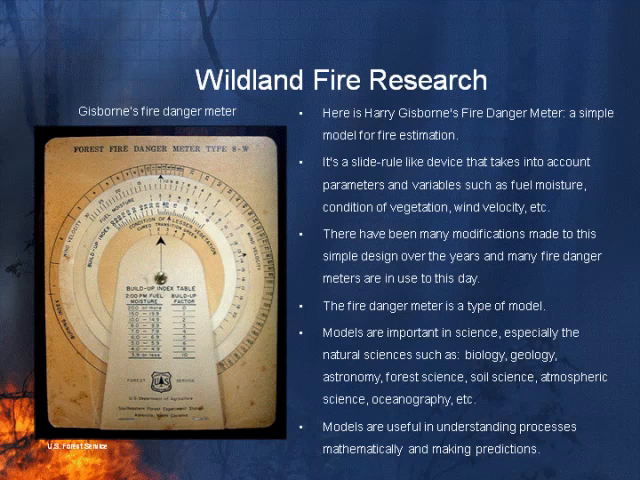The fire danger meter is a type of model, okay? Models are really important in science, especially in natural sciences, like biology, geology, astronomy, forest science, soil science, all that, because they allow you to understand processes before and after the occurrence, and they also allow you to make predictions. Something like this, forest fire prevention, you want to make accurate predictions.